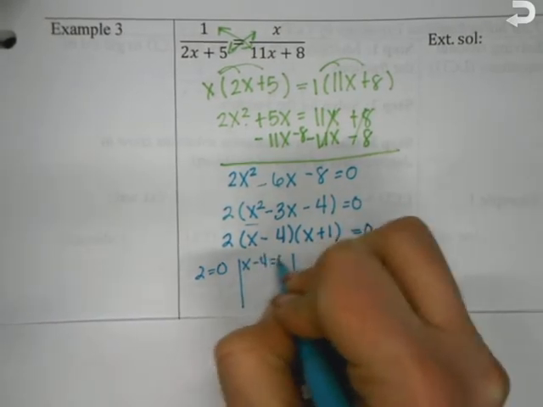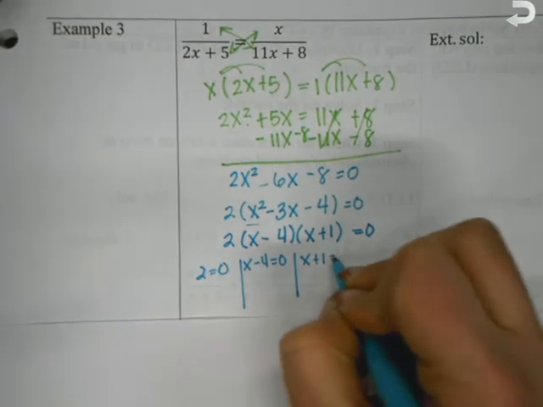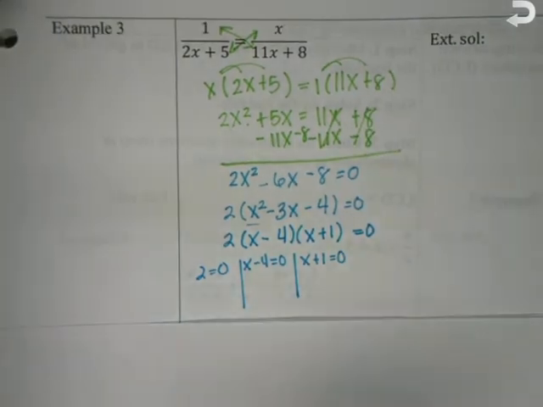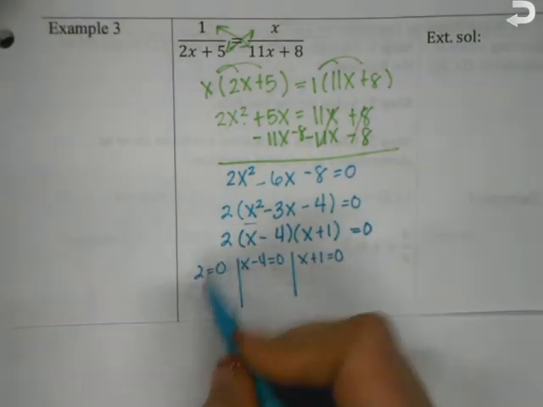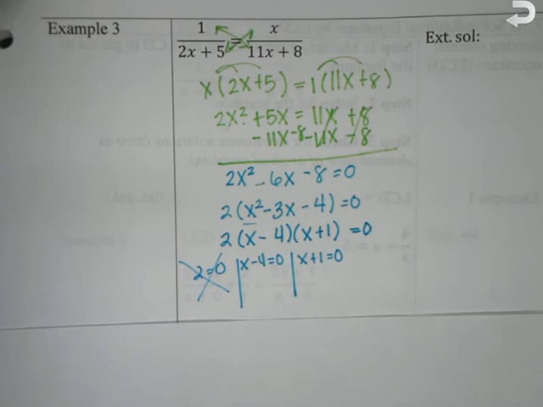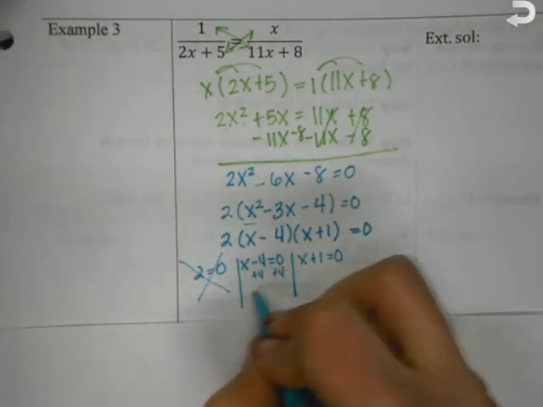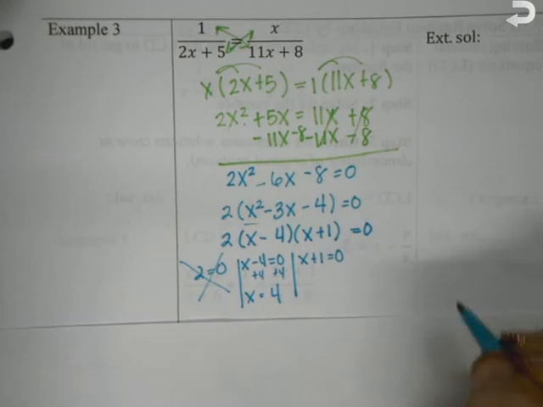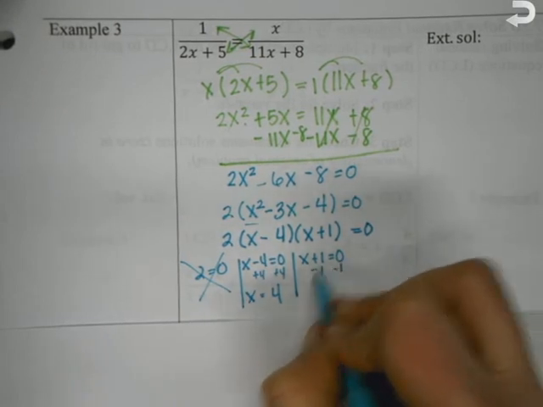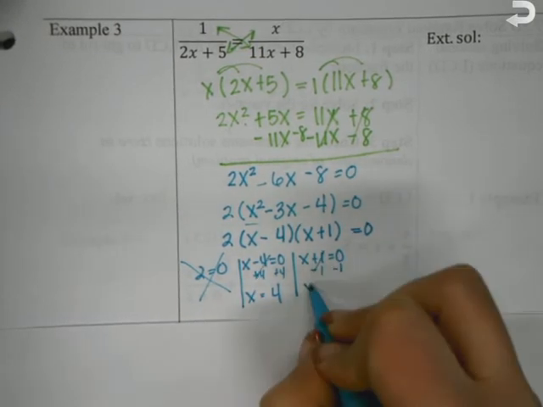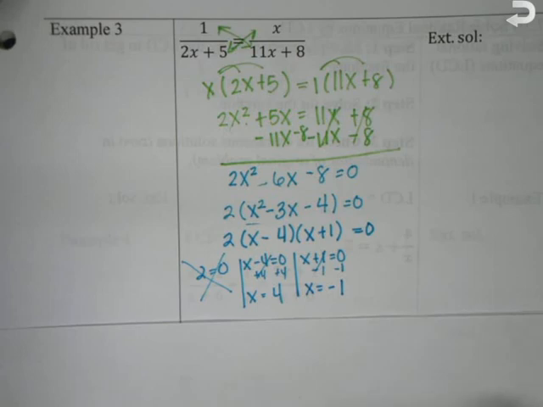Can 2 ever equal 0? No, so we don't even have to do that one. Right here I add 4 to both sides, and I get x equals 4. And on the third one I subtract 1 from each side, and I get x equals negative 1. So my answer is going to be x equals 4, negative 1.